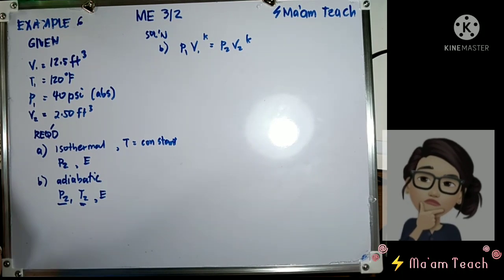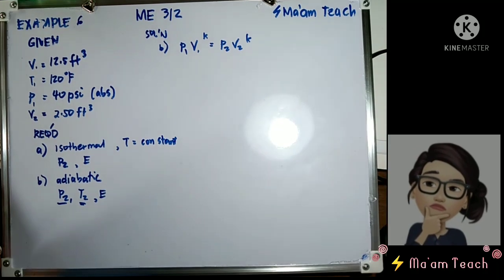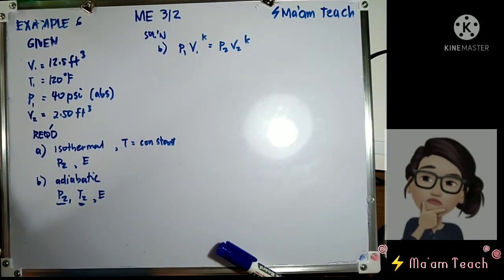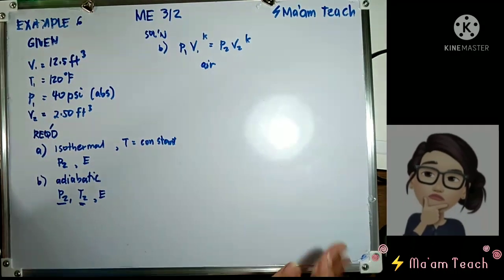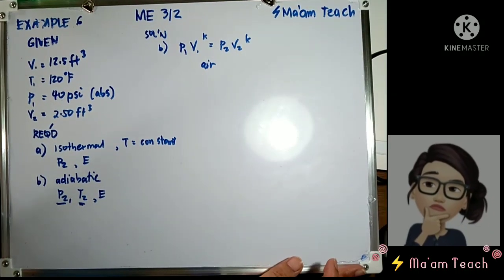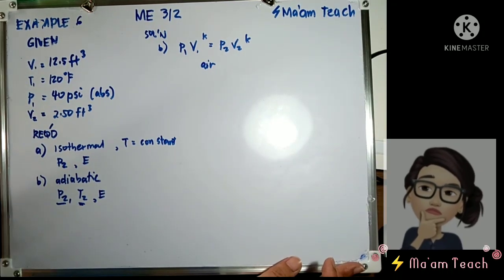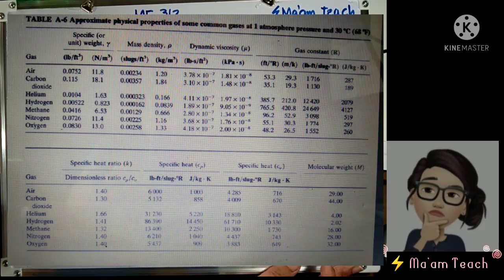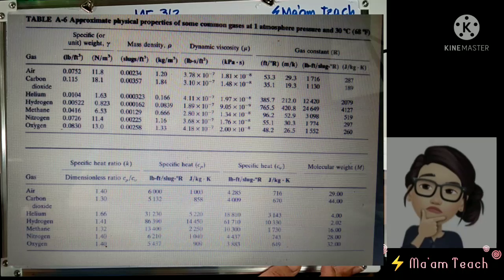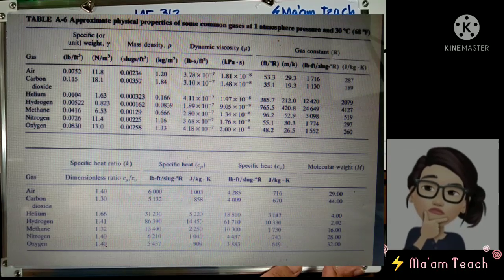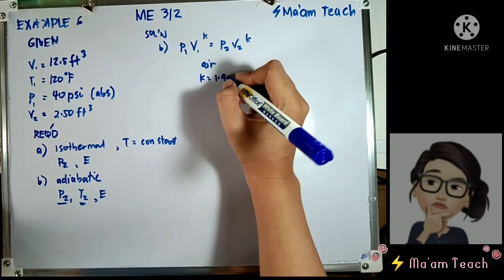Now, where should we get this value of K? Recall that in the problem, the given substance or fluid is air. So there are already values regarding this, and as you can see here in the table, K for air is 1.40. So this will be our value to be used there.